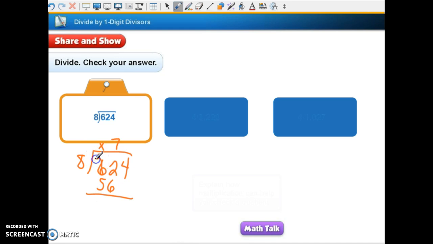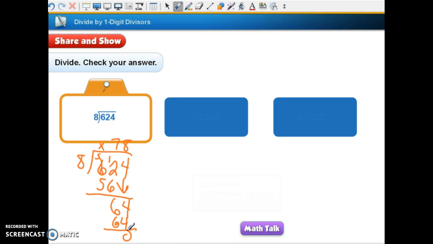We're going to have to do a little regrouping here. So 12 minus 6 is? 6. We're going to have to bring down our 4. How many 8s in 64? 8. And 8 times 8 is? 64. So we're done. So there's no remainder. So now I've done my division.